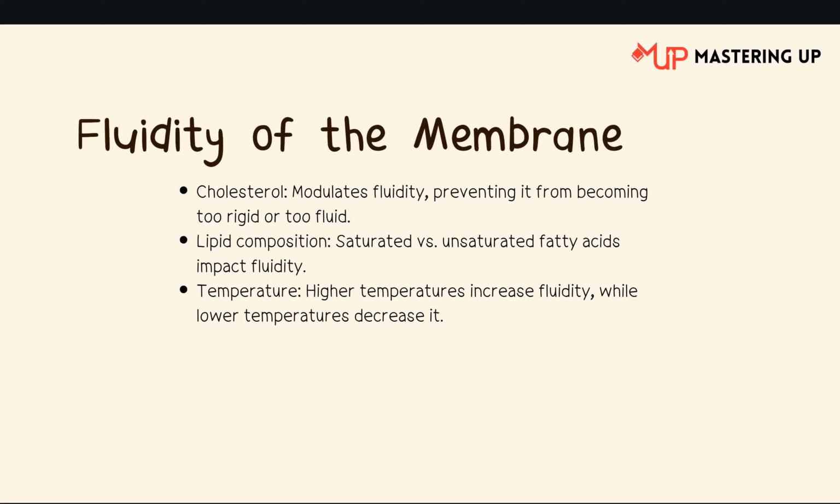Cholesterol helps modulate membrane fluidity by preventing the fatty acid chains of the phospholipids from packing too closely together. The type of fatty acids in the phospholipids also influences fluidity. Membranes with more unsaturated fatty acids are more fluid, as the kinks in the hydrocarbon chains prevent tight packing.